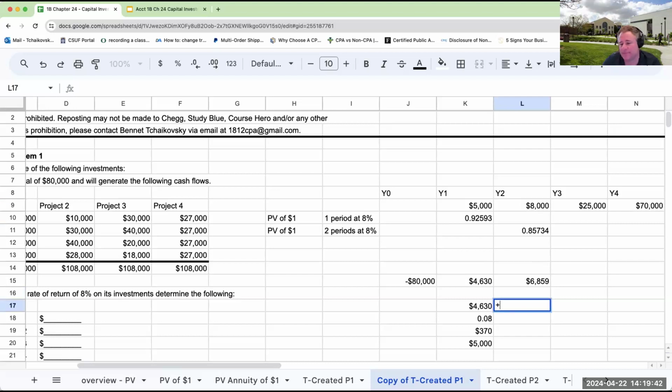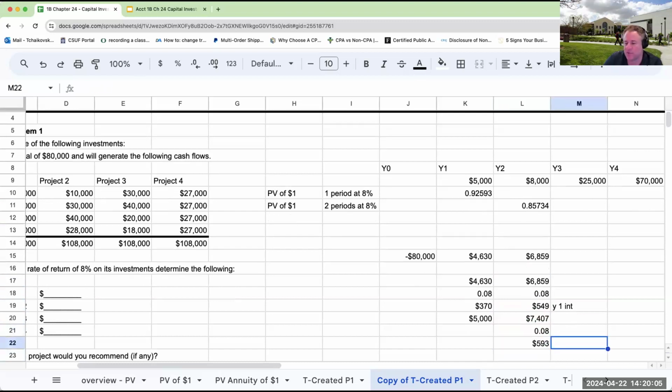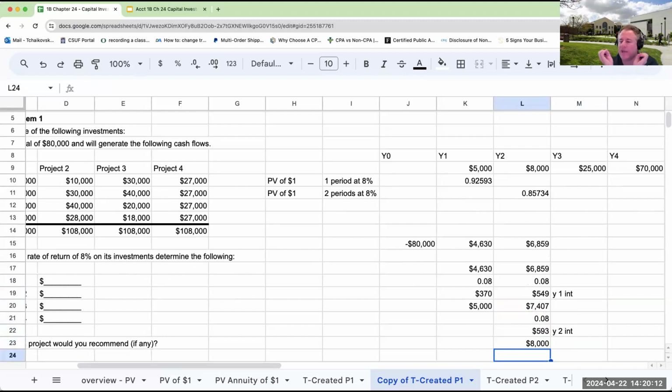Is that right? Let's see. Well, in year one, I would be earning interest of 549, right? So this is year one. If I reinvested that interest, it's now basically worth 7,407. And again, if I reinvest that interest into the principal, the year two interest, and by the end of that year two, it's worth 8,000.